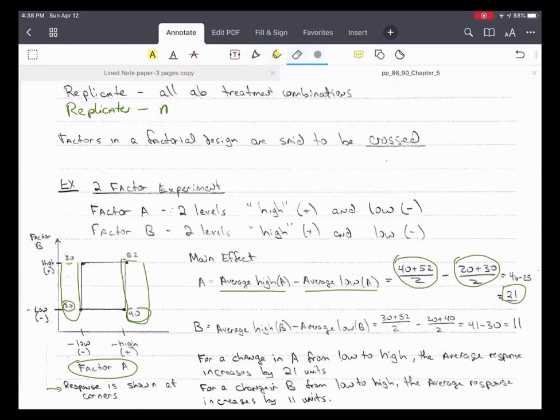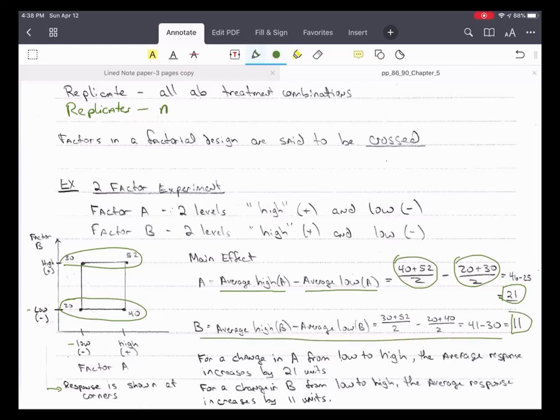Okay. Now, that's looking at it from factor A. Let's look at it from factor B. So we're going to look at factor B high is going to be up here, and factor B low is here. So we average 30 and 52 and subtract the average of 40 and 20, and we get 11. So we've done that here in this line. All right.